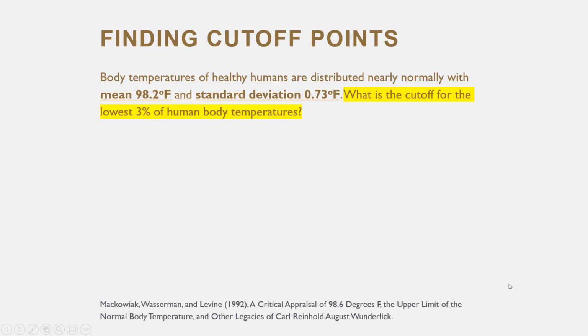You can also move backwards with this type of calculation. Let's say, for example, that body temperatures of healthy humans are distributed nearly normally with mean 98.2 Fahrenheit and standard deviation 0.73 Fahrenheit. What will be the cutoff for the lowest 3% of human body temperatures? Graphically, we expect that little tail on the lowest edge of that distribution to contain 0.03 of all that probability. My center is at 98.2 and my standard deviation is 0.73.